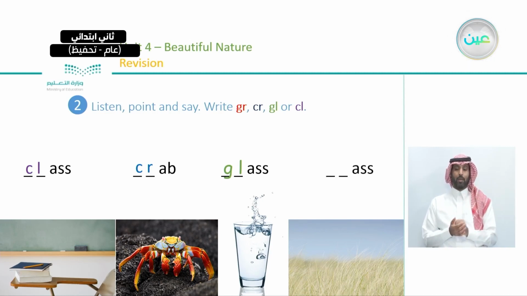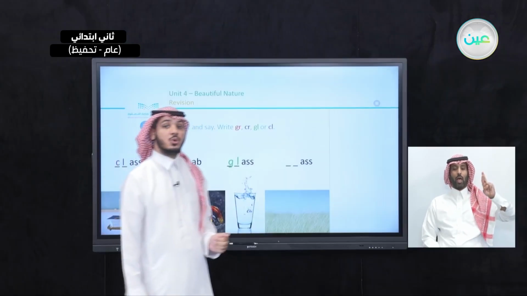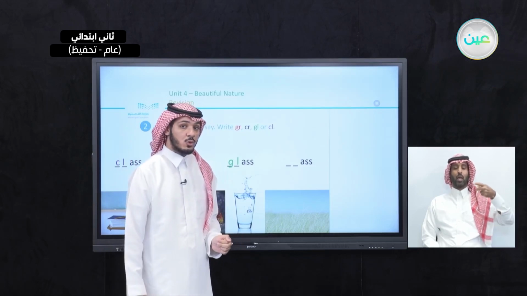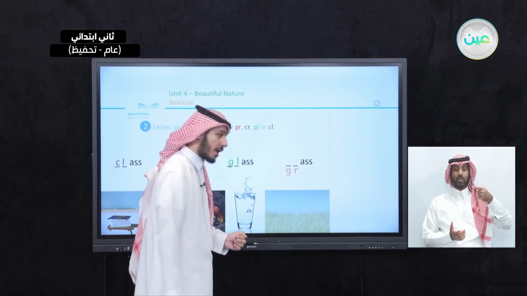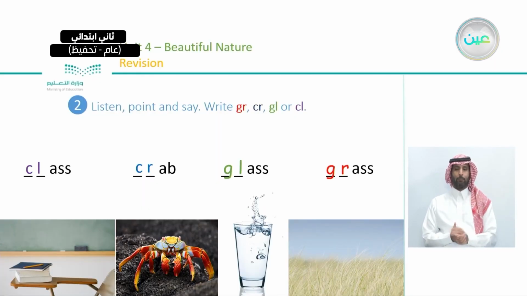Okay. Let's listen and tell me after that. Grass. Okay. It's grass. What are the two missing letters here? They are G and R. Excellent. So we have GR. Grass. Excellent. Okay. Now let's read them one by one.